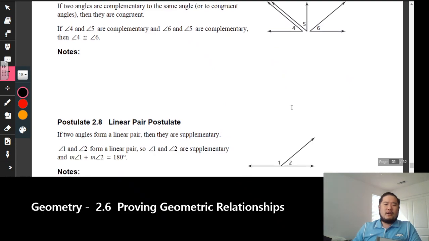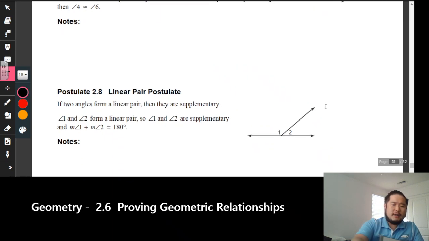Next up, we have our linear pair postulate. Remember, linear pairs are two angles that form a line, which ends up equaling 180 degrees. So it says right here, if angle 1 and angle 2 form a linear pair, then angle 1 and angle 2 are supplementary, meaning the measure of angle 1 plus the measure of angle 2 is equal to 180 degrees. We use the angle addition postulate right there to help justify that angle 1 plus angle 2 is equal to 180. So don't forget about that property right there.